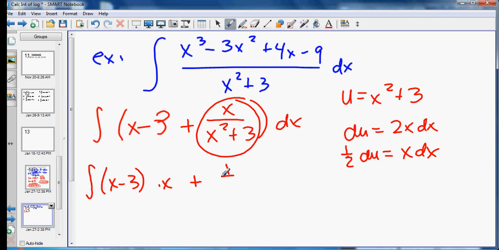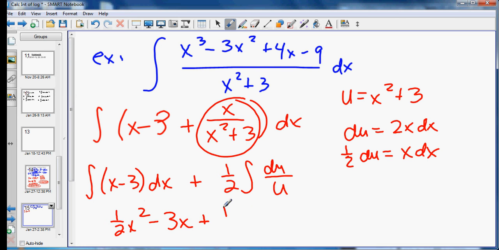So over on the left side, the antiderivative of x is 1/2 x squared. Antiderivative of negative 3 is negative 3x. Over here I'll have 1/2 natural log of the absolute value of u, which is x squared plus 3, plus c. Notice again, we could drop the absolute value there and just make them parentheses, because x squared plus 3 is always positive. But it's not incorrect to leave the absolute value.